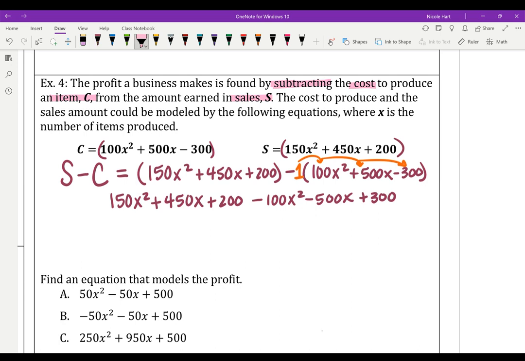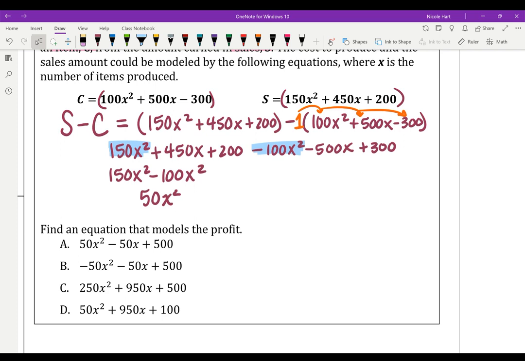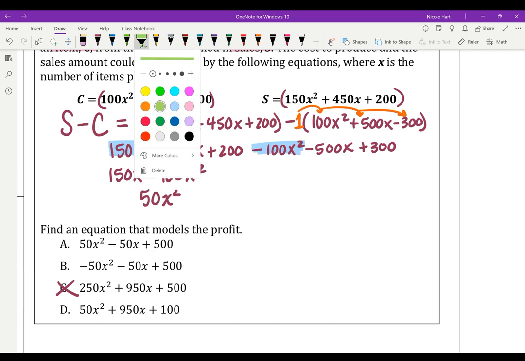So if we go through and combine our like terms, we have 150x squared and minus 100x squared. So 150x squared minus 100x squared, we know that's going to turn into 50x squared. So we can already look at our multiple choice answers and we can eliminate some choices. C is definitely not happening. And B should not be happening. I shouldn't have a negative in front, but I'm going to hold off on crossing that out until I get to the other pieces of this problem, just in case we did a sign wrong.